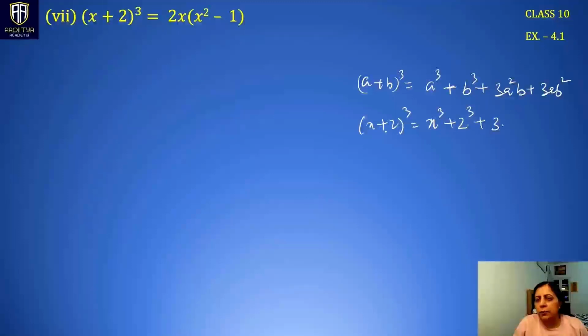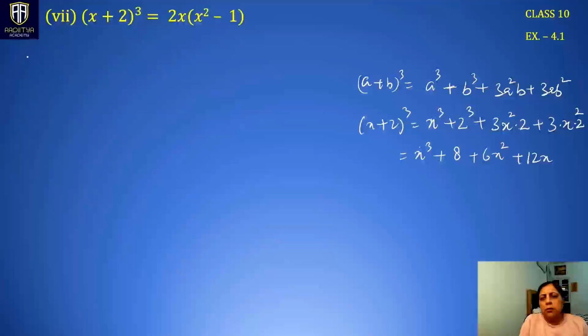Here we have 3. At place of a you have x. So x square multiplied by 2. 3x multiplied by 2 square. When we open this, we get x cube plus 8 plus 3 2s are 6 x square. Here we have 2 raised to the power 2, 4 multiplied by 3 is 12x. So in LHS we get x cube plus 8 plus 6x square plus 12x.